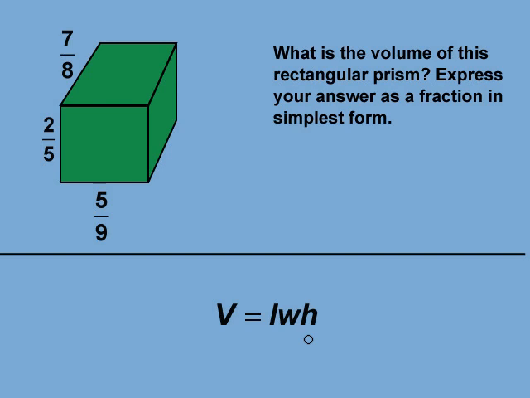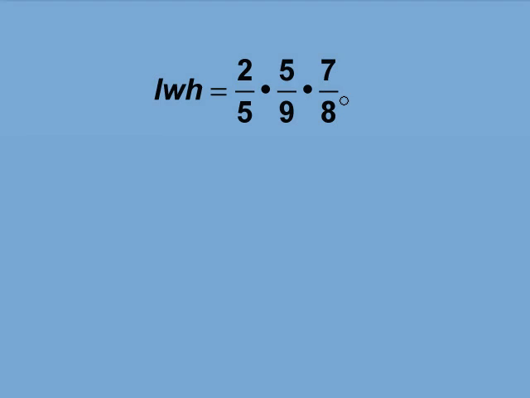For this rectangular prism, the measurements are fractions. In order to find the volume, multiply the three fractions. Plug in the values into the volume formula. To simplify, look for numbers that have common factors greater than 1 between any numerator and denominator.